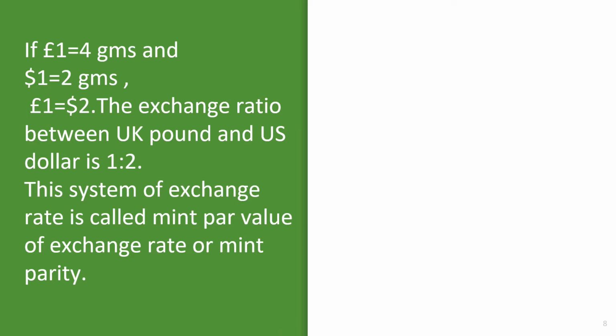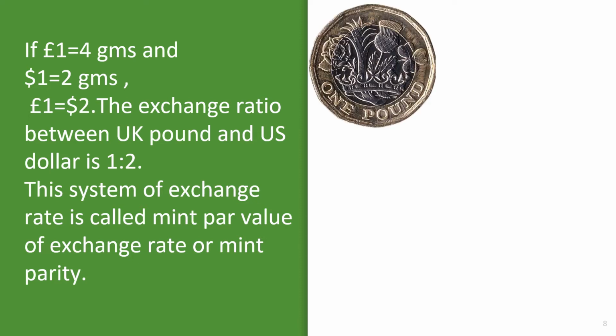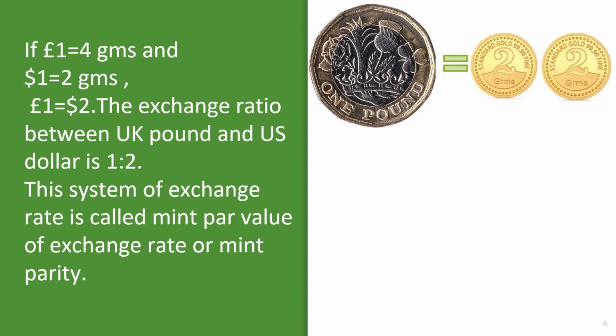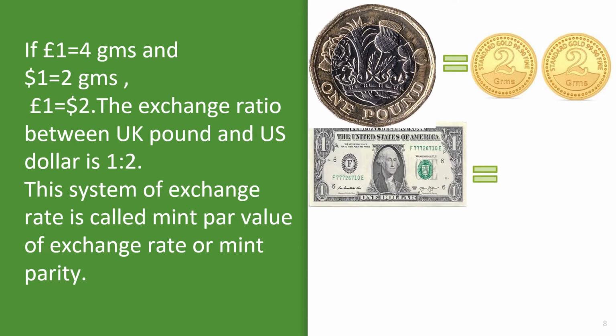In my example, we have two currencies. One is the British pound and the other the US dollar. Both these currencies are expressed in terms of their value in gold. For example, the pound is equal to 4 grams of gold. The dollar is equal to 2 grams of gold.